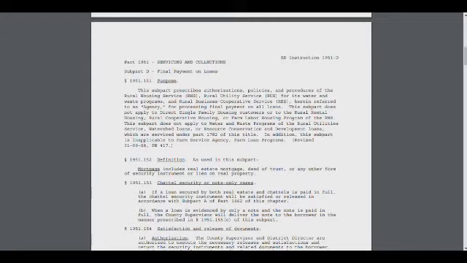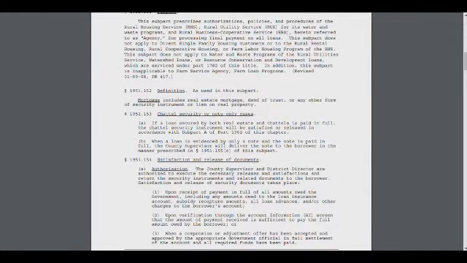This subpart does not apply to water and waste programs of the Rural Utilities Service, which are serviced under Part 1782 of this title. In addition, this subpart is inapplicable to Farm Service Agency farm loan programs. Revised 01/09/08, PN 417. 1951.152 Definition. As used in this subpart, mortgage includes a real estate mortgage, deed of trust, or any other form of security instrument, or a lien on real property.